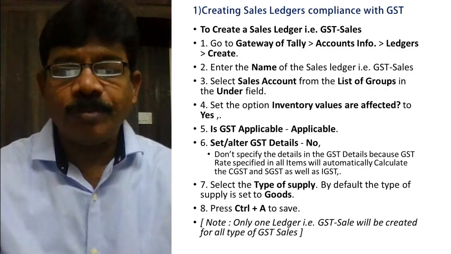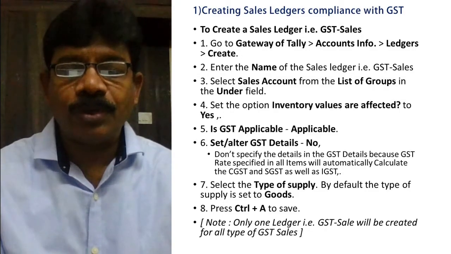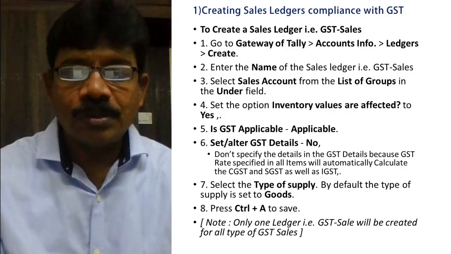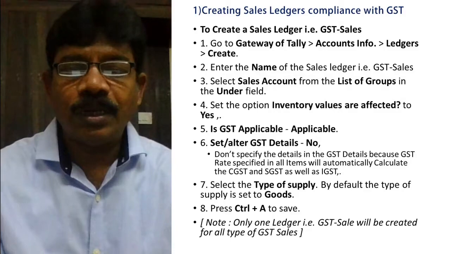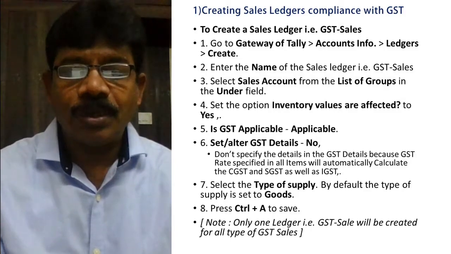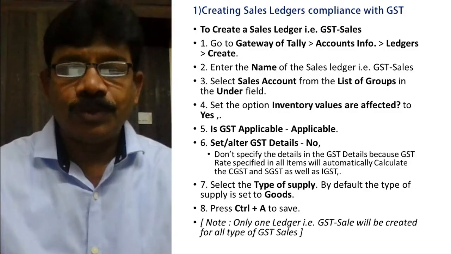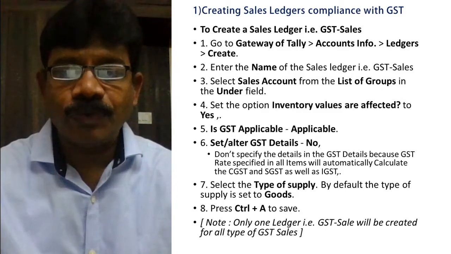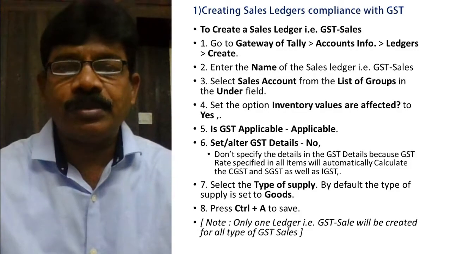Okay, select the type of supply. By default, the supply is set to goods. If your sales are services, then select services. Press Ctrl A to save that ledger. Only one ledger, that is GST sale, will be created for all types of GST sales.